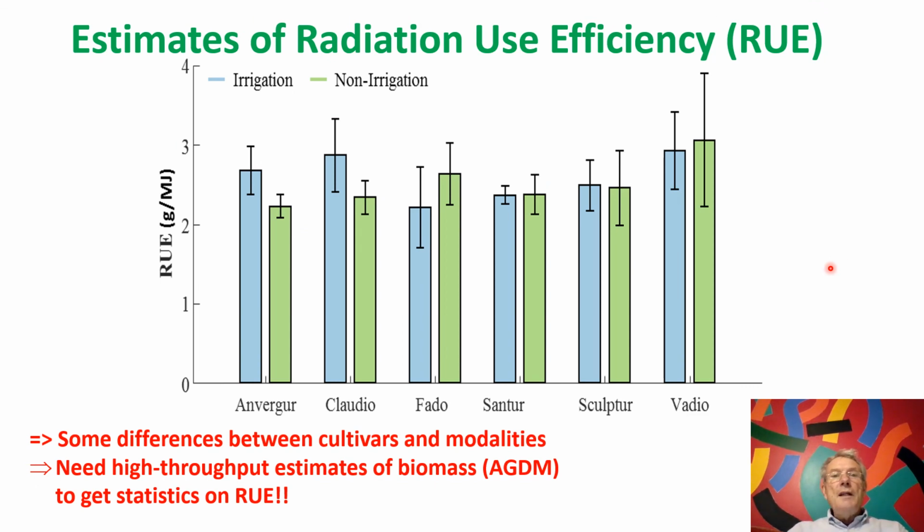So finally, with this technique, we can measure the radiation use efficiency. These are some examples here of the radiation use efficiency expressed in gram of biomass per megajoule of intercepted radiation. We can see for those 6 cultivars that we have differences between cultivars as well as differences between modalities.